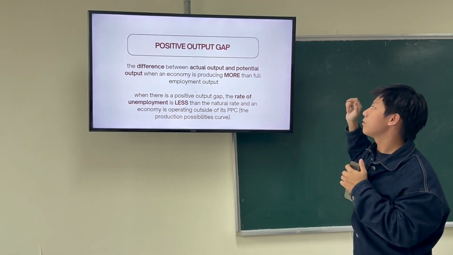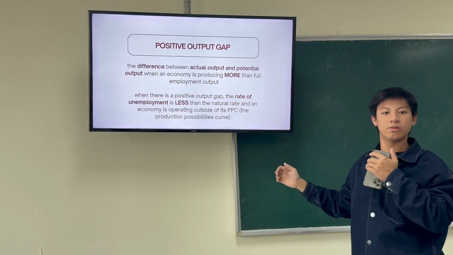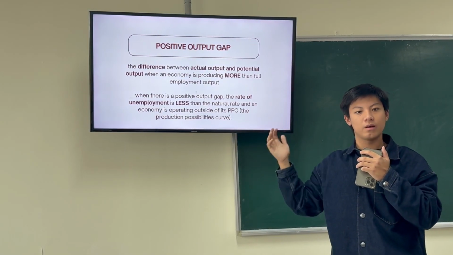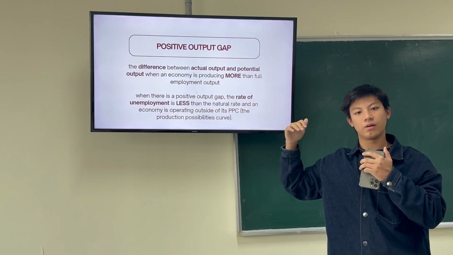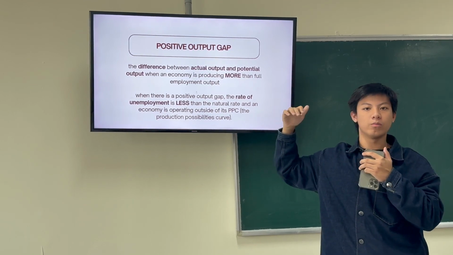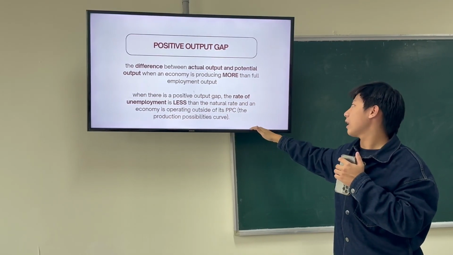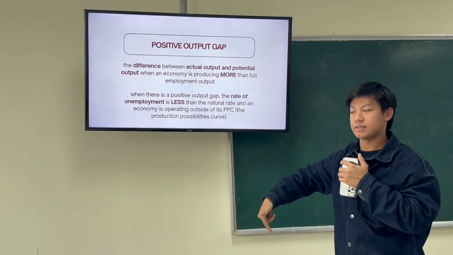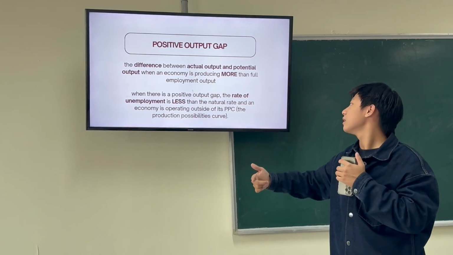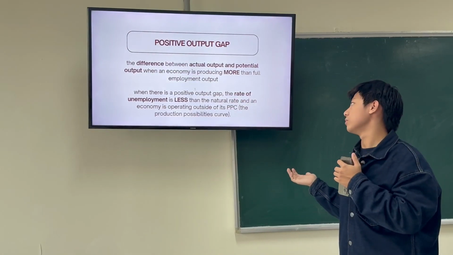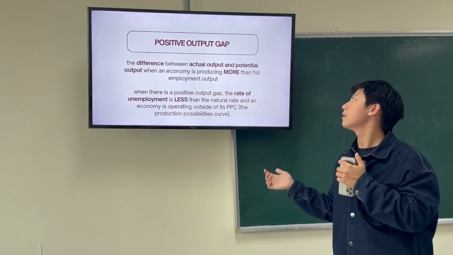So the positive output gap is simply the difference between the actual output and the potential output, when an economy is producing at more than the full employment output. When there is a positive output gap, then the rate of unemployment is less than it naturally is, and the economy is operating outside of its production possibilities curve.